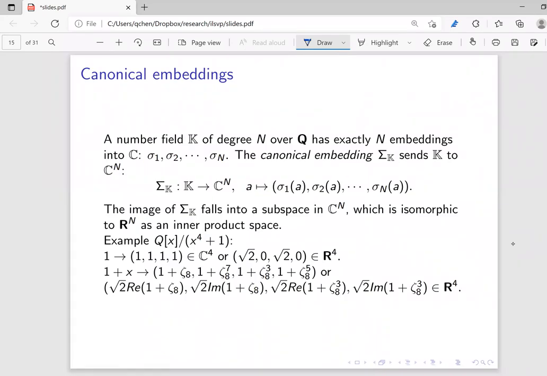So here we have a number field and a number ring, and we want to make a lattice out of it. A number field has exactly n embeddings into the complex numbers, which we call sigma 1, sigma 2, up to sigma n. In the canonical embedding, we basically send the number field to C^n, and we essentially just list all its complex embeddings. So we have sigma 1 of a, sigma 2 of a, up to sigma n of a. And the image, which is just a subspace of C^n, is also isomorphic to R^n as an inner product space.